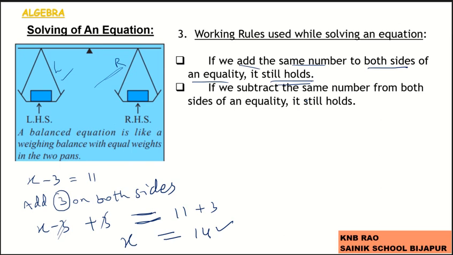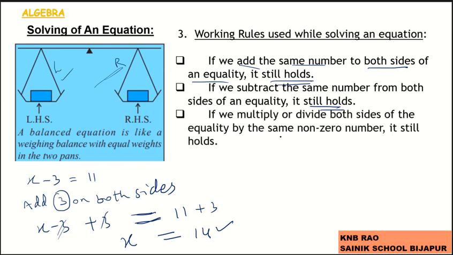Then coming to the second working rule: if we subtract the same number from both sides of an equality, that equality still holds. And the final and third important working rule is: if we multiply or divide both sides of the equality by the same non-zero number, it still holds. We should not multiply or divide both sides by zero. It must be a non-zero number.